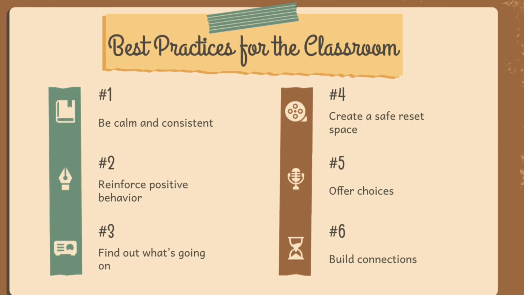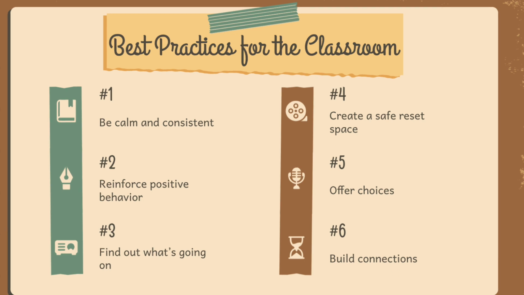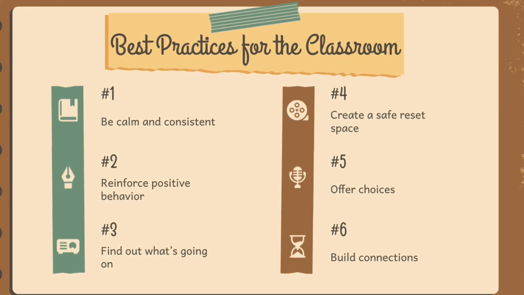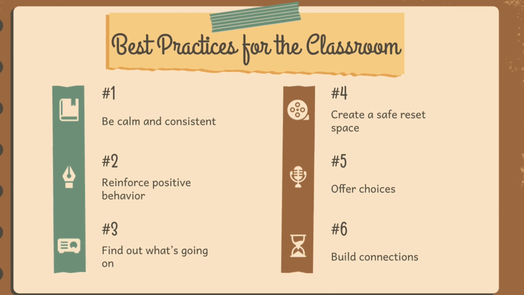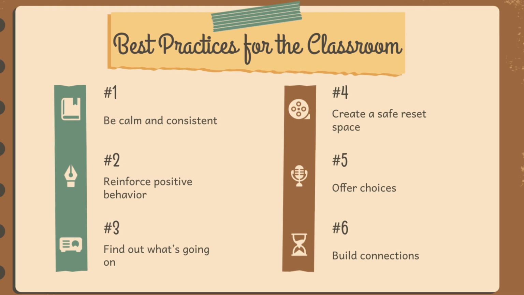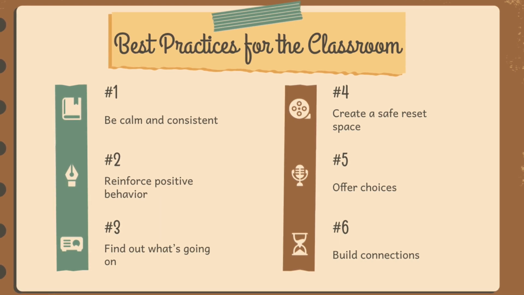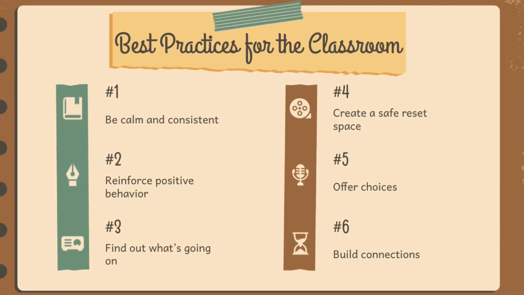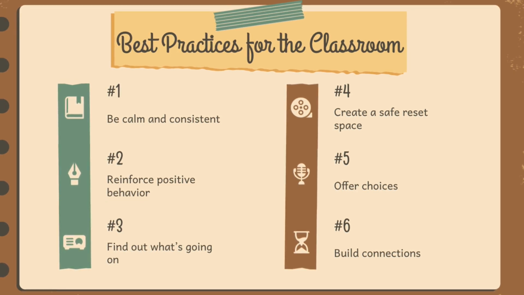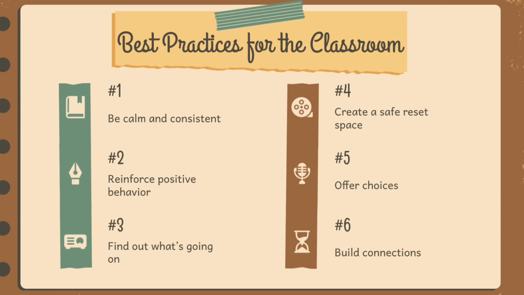Creating a safe reset space. Every classroom should have a nook, a peaceful corner, maybe a comfortable seat, a spot for the student to take that moment to breathe, get themselves all together and reset. Offering choices, offering the tools of autonomy within the classroom for the students to feel like they have a voice, and then building connections. Building connections will help get to the root of the problem.